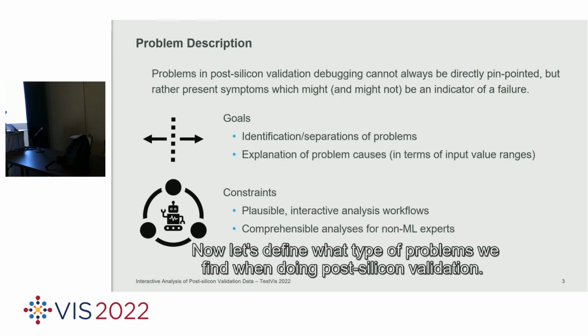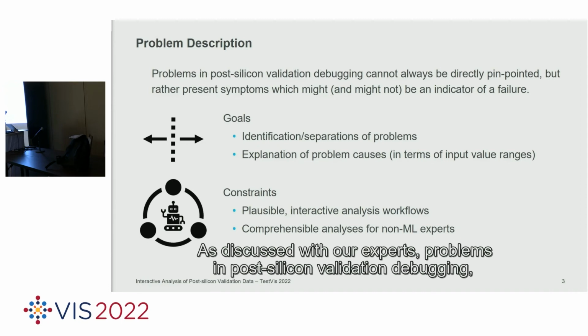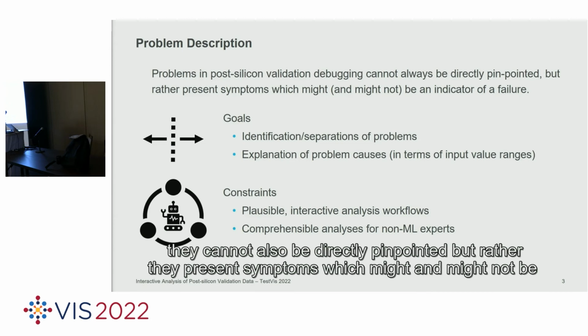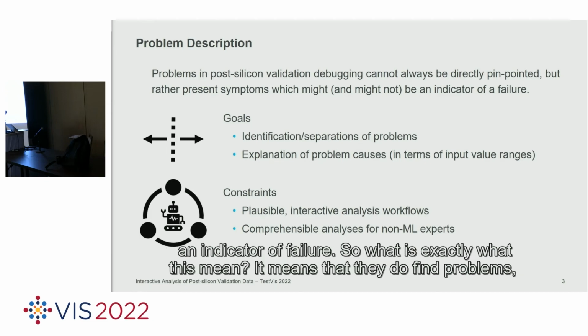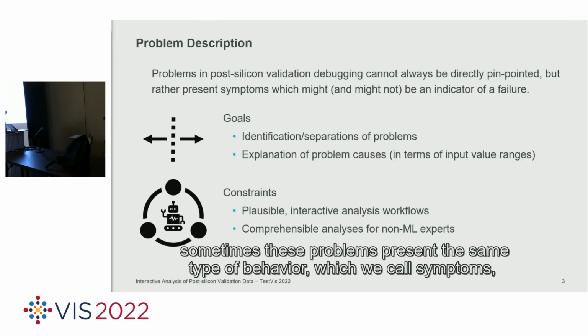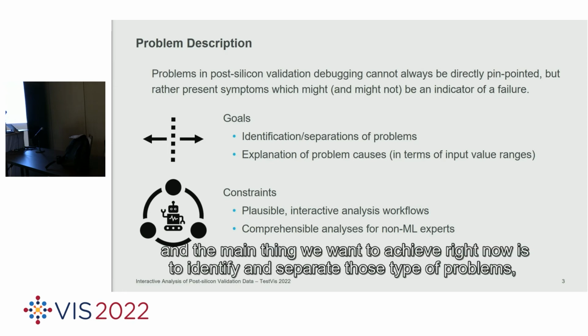Now, let's define what type of problems we find when doing post-silicon validation. As discussed with our experts, problems in post-silicon validation debugging cannot always be directly pinpointed, but rather they present symptoms which might and might not be an indicator of failure. So what exactly does this mean? It means that they do find problems. Sometimes these problems present the same type of behavior, which we call symptoms. And the main thing we want to achieve right now is to identify and separate those types of problems.